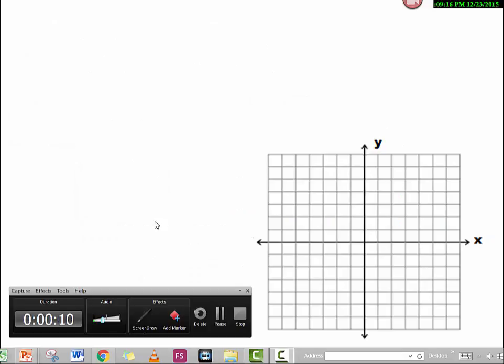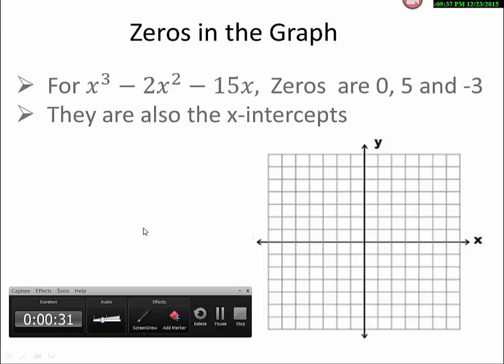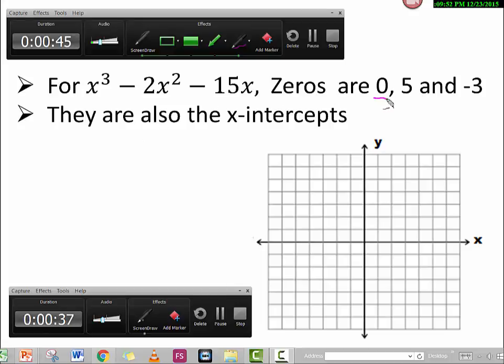In the last PowerPoint slide, I showed you the steps of how to find the zeros of polynomial functions. In this PowerPoint slide, I'm going to show you how to graph them. So, zeros in the graph. I'm going to use the same example we did in the last PowerPoint. The zeros are 0, 5, and negative 3. So we're going to graph it here. 0, 5, 1, 2, 3, 4, 5, and negative 3 right here. So let me label them: negative 3, 0, and 5 right here.